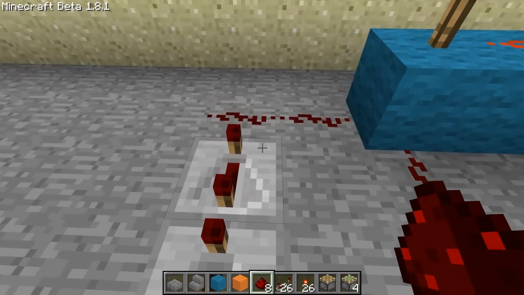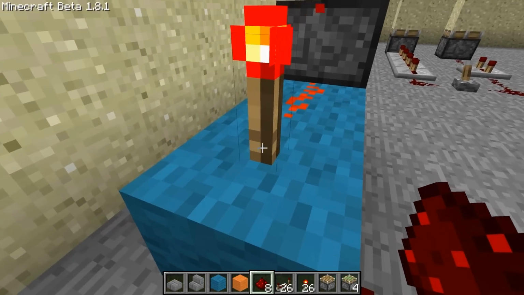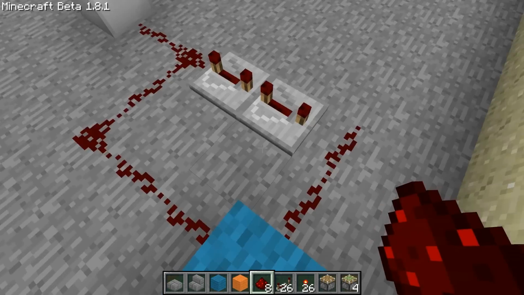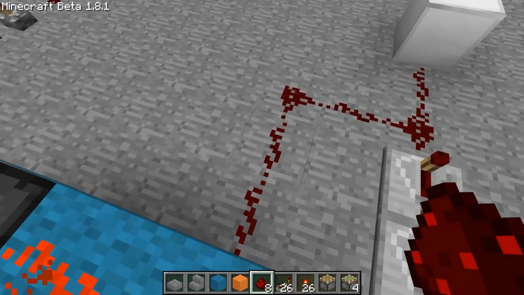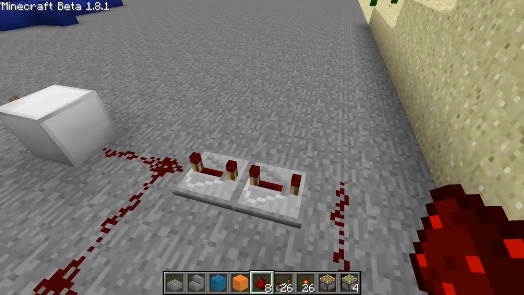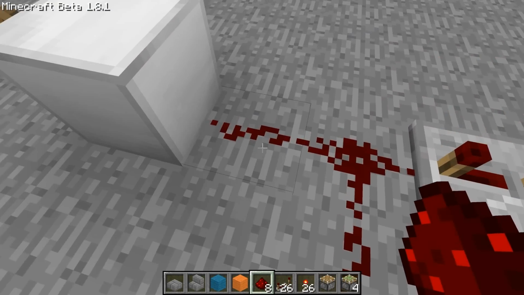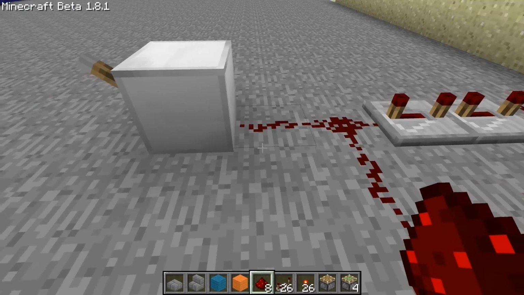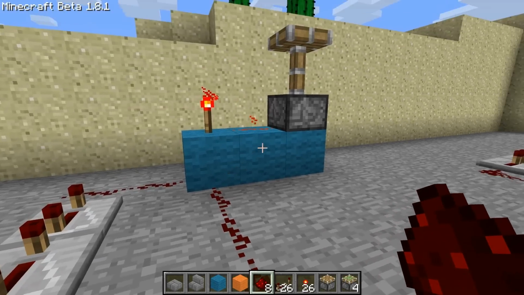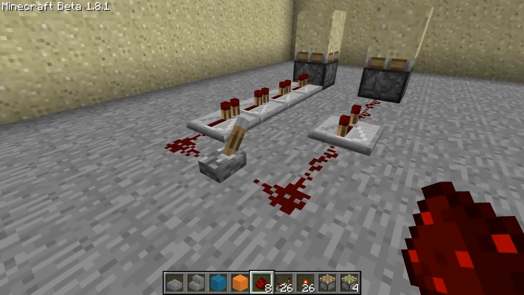And it's because this is actually still active and prevented this torch from going on while this one is still off. And what that allows us to do is control an output, a delay of an output, according to whether this goes on or off. And so that's really important for things like double pistons.